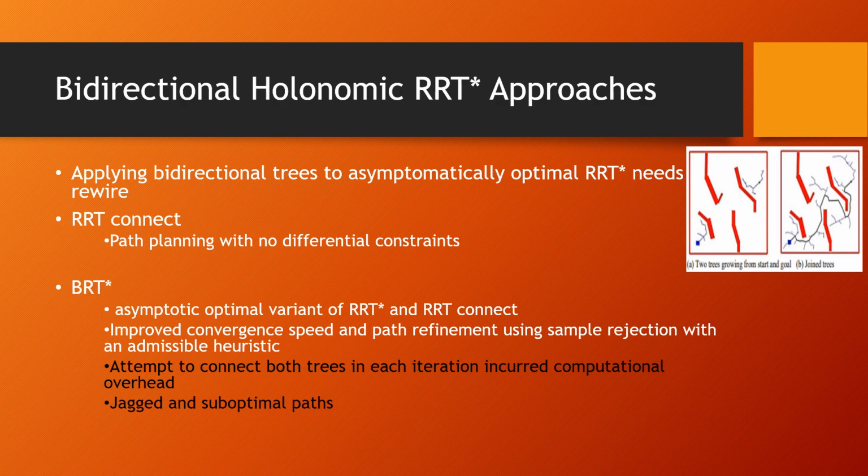Unlike single approaches, bidirectional approaches generate two trees simultaneously from the start and goal states directing towards each other. RRT Connect is not asymptotically optimal like RRT star. Applying bidirectional trees to asymptotically optimal RRT star requires neighborhood rewiring in two trees, resulting in high computational costs. As an asymptotically optimal variant combining RRT star and RRT Connect, bidirectional RRT star was proposed. Though this procedure selects only promising nodes, it also affects space exploration, and moreover the attempt to connect both trees in each iteration incurs computational overhead.